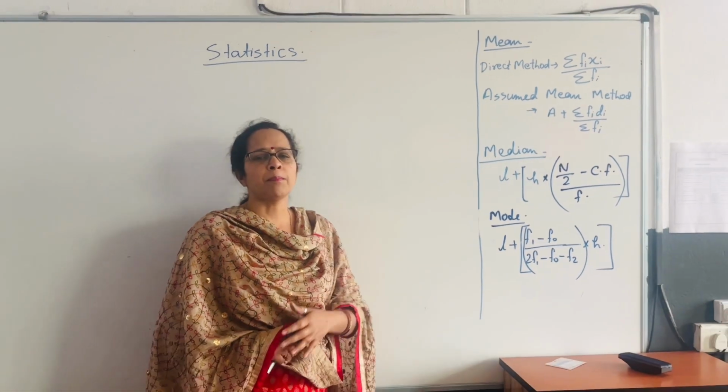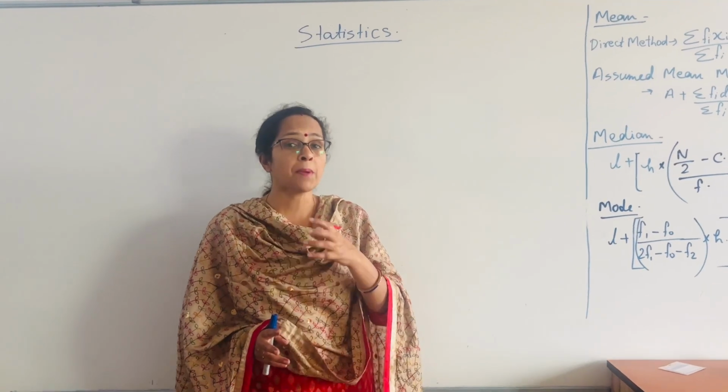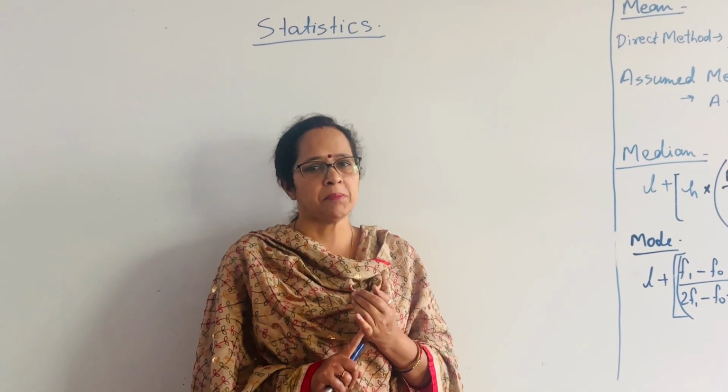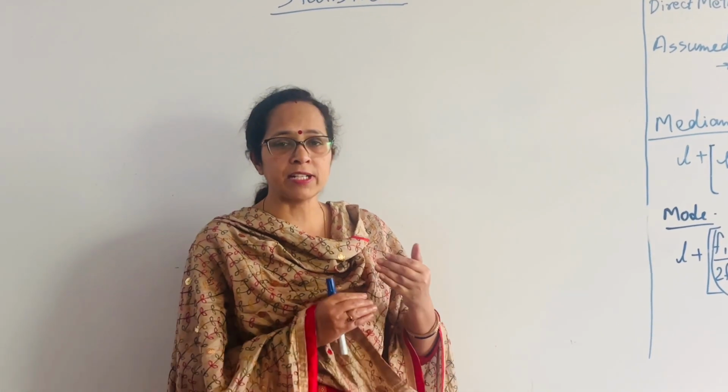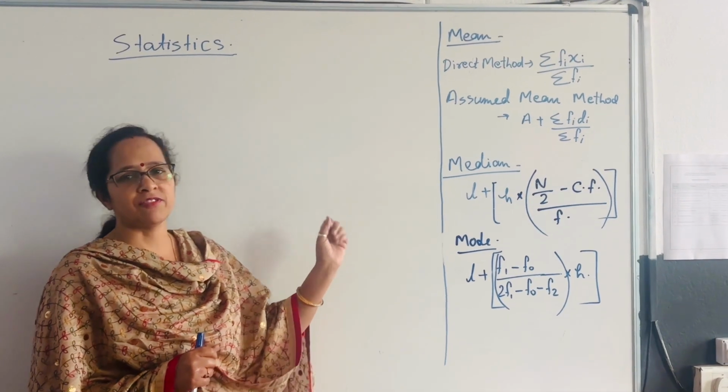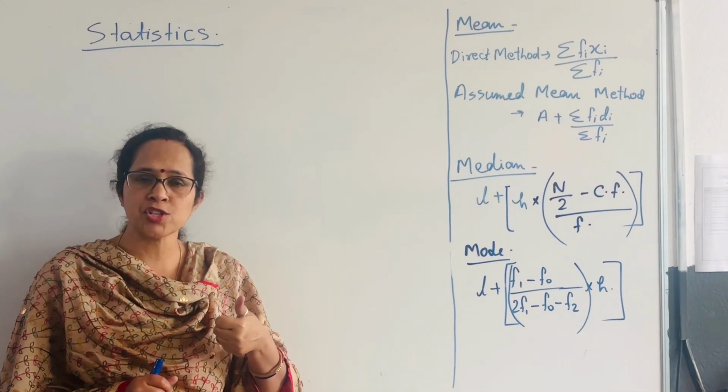What the terms f1, f0, f2 are has already been discussed, and we will discuss them while solving the questions as well. So many important questions you may get from this chapter are to find the mean, median and mode of the given distribution table. You only need to apply the formula and find it out.